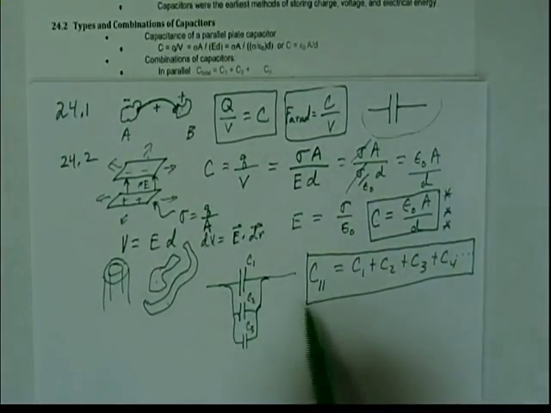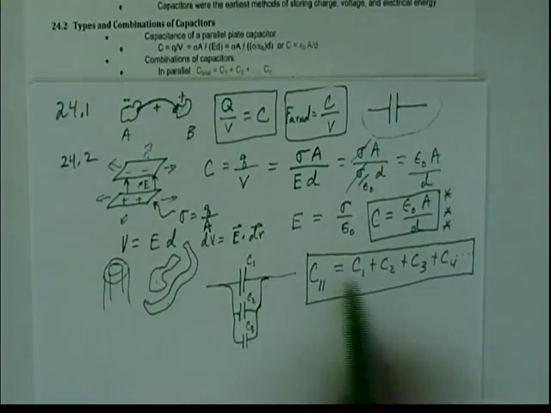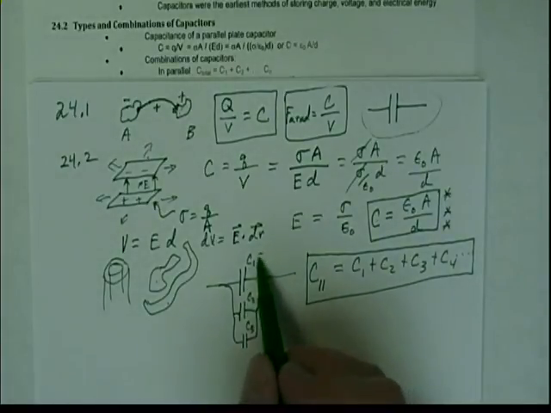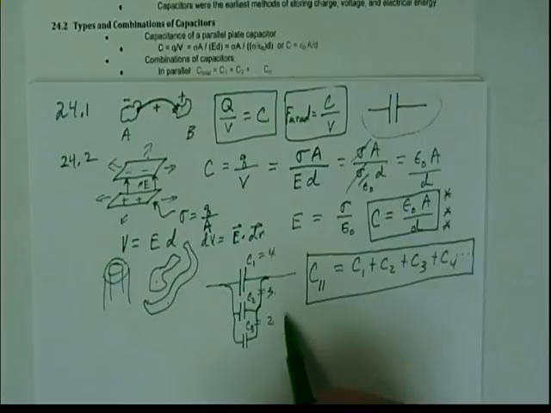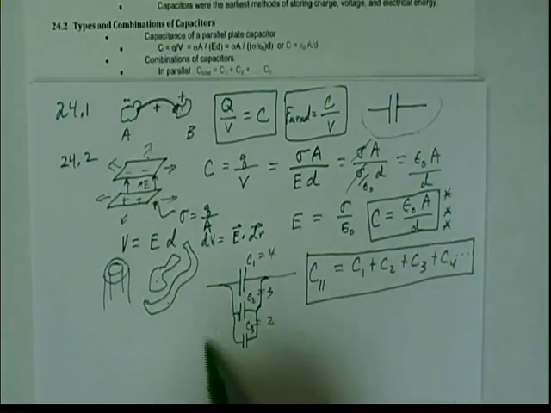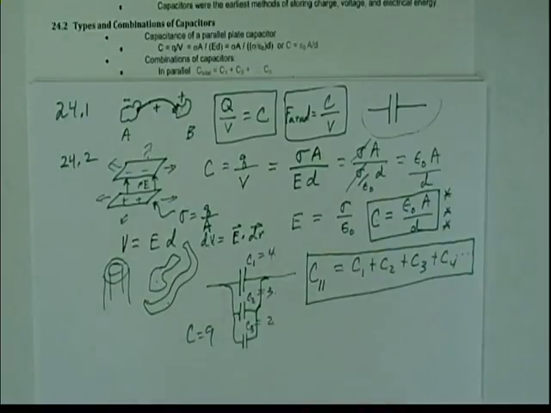And if you had a problem on your test and you had to compute that, then you would simply add the capacitances of 4, 3, and 2. You'd say 4 plus 3 plus 2, and your capacitance there would be 4, 5, 6, 7, 8, 9. So your capacitance of this whole system would be 9.